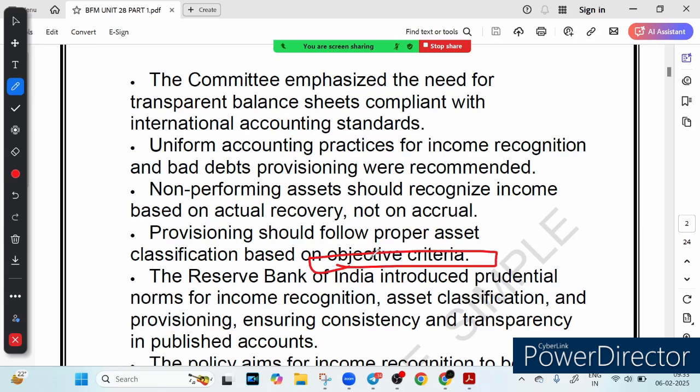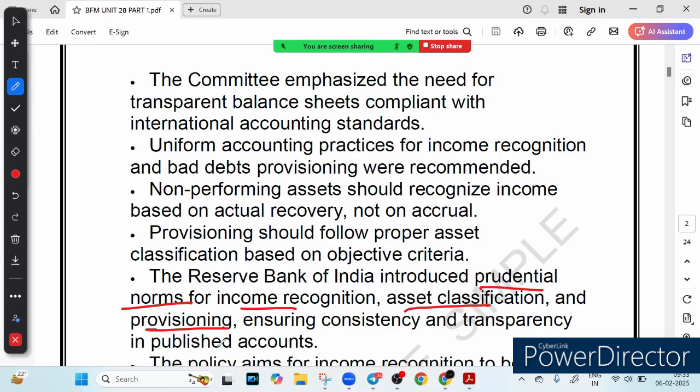No guesswork is involved. RBI introduced something called prudential norms. Here you can see the keyword written: prudential norms. These were introduced by RBI, ensuring that all banks follow the same system for income recognition, asset classification and provisioning. A question may be asked: who introduced this prudential norm? The answer is RBI. For what was it introduced? For income recognition, asset classification and provisioning.